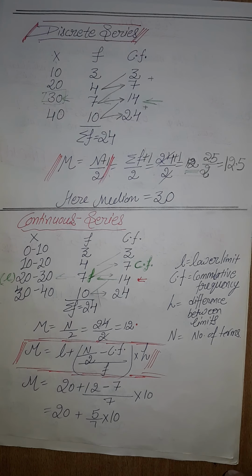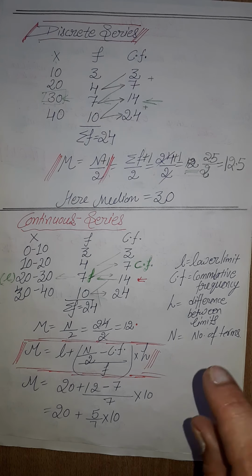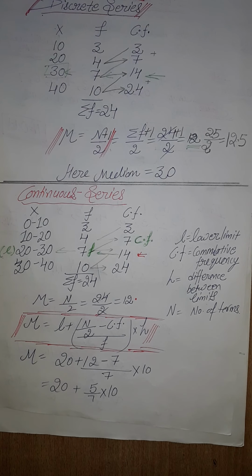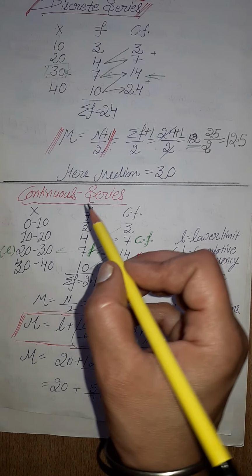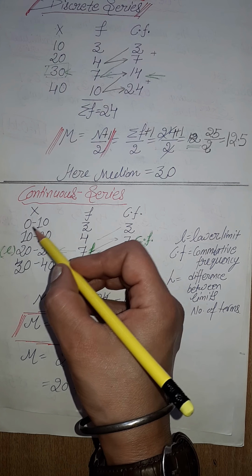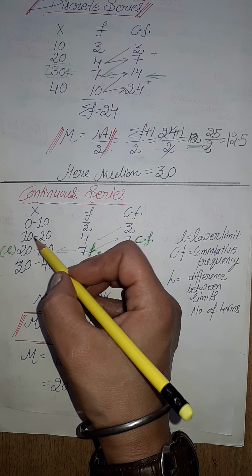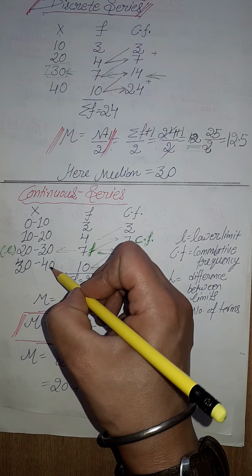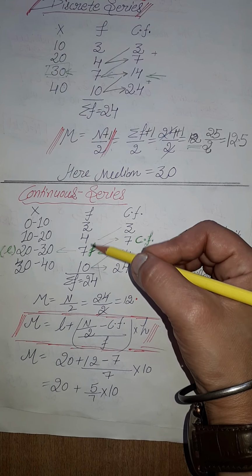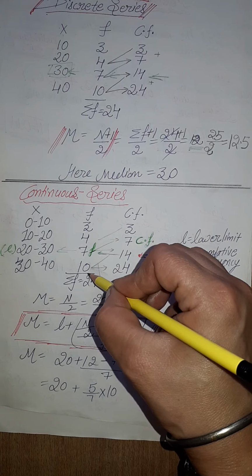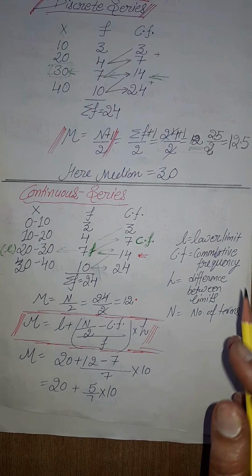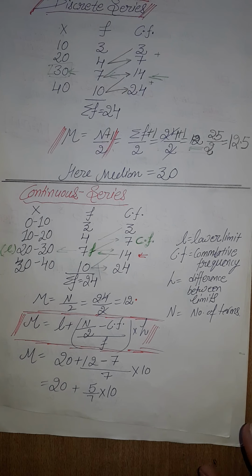Now we move on to our continuous series. When we study this series, you see here we have class intervals like 0 to 10, 10 to 20, 20 to 30, 30 to 40, and you have your frequency column also. This is your continuous series. This is the most important question for 12th standard.